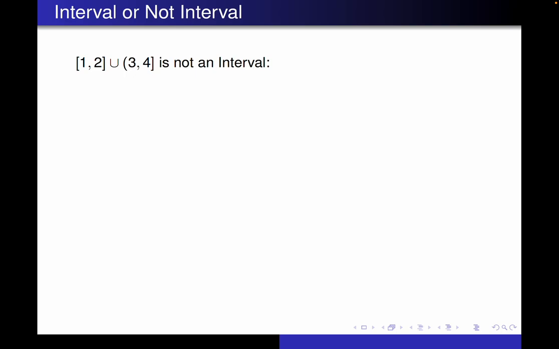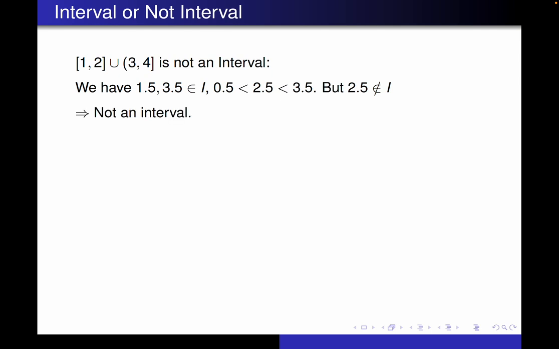So the way we would prove, using that definition, that (1, 2) union (3, 4) is not an interval, is we take 1.5, which is in the set, 3.5, which is also in the set, and then we take 2.5 in between those, and note that 2.5 is not in the set because it's not between 1 and 2, not between 3 and 4, and that means it's not an interval.